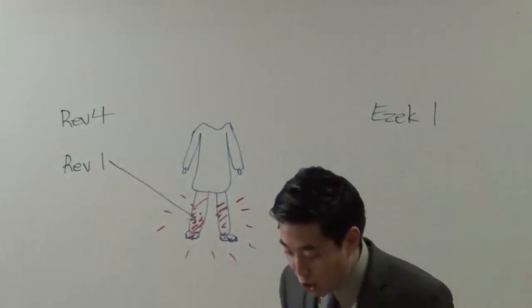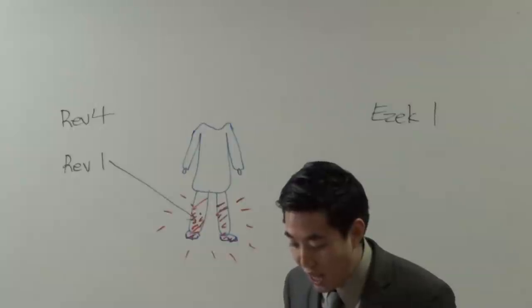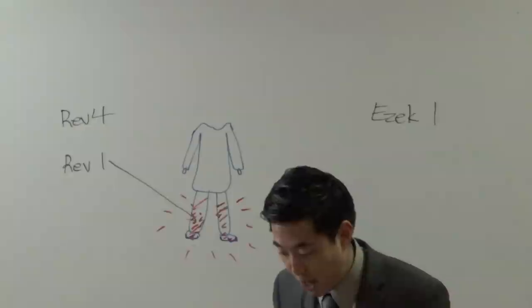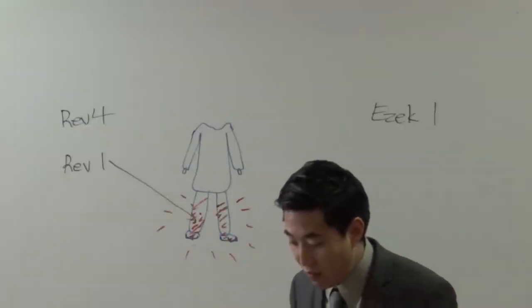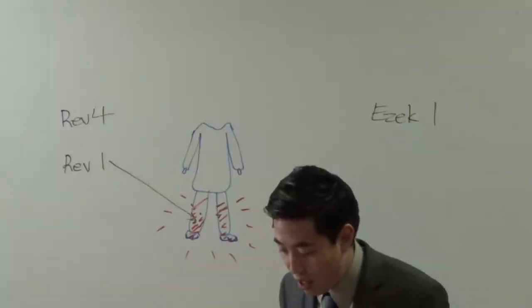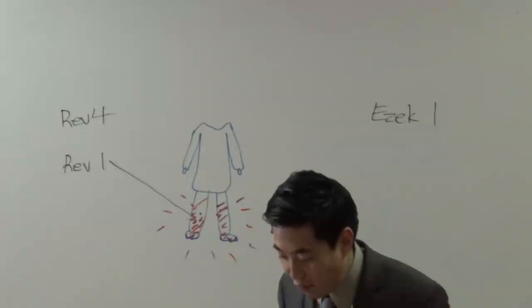Verse 9, their wings were joined one to another. They turned not when they went. They went everyone straight forward. So there were wings that were joined. Okay, keep that in mind. Verse 10. As for the likeness of their faces, they four had the face of a man and the face of a lion on the right side. And they four had the face of an ox on the left side. They four also had the face of an eagle.